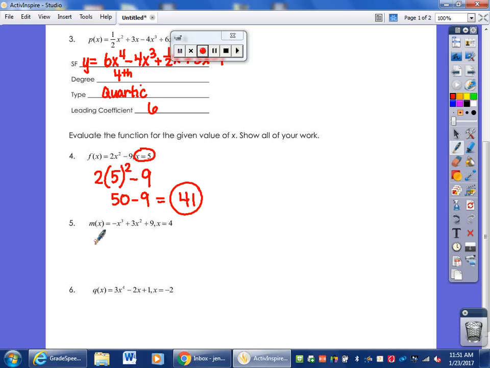For number 5, we're going to have negative 4 in parentheses cubed plus 3 times 4 in parentheses squared plus 9. So again, you can do this in the calculator, put it in exactly the way you see it there, including the parentheses, or you can do this in your head. 4 cubed is 64, and then when I multiply it by a negative 1, I get negative 64. 4 squared is 16, and when I multiply it by 3, I get 48, and then plus 9. If you add all of that together, you should get negative 16 plus 9, negative 7.